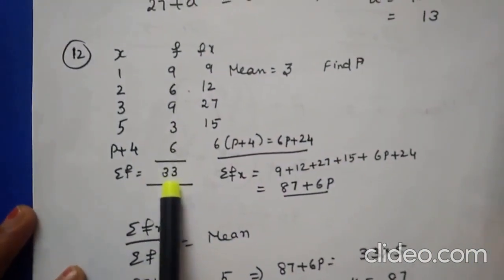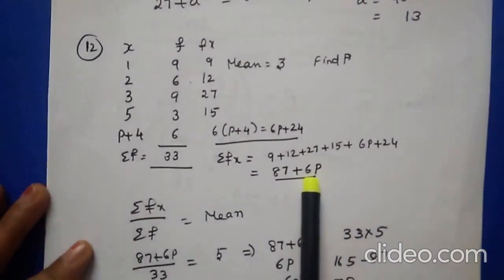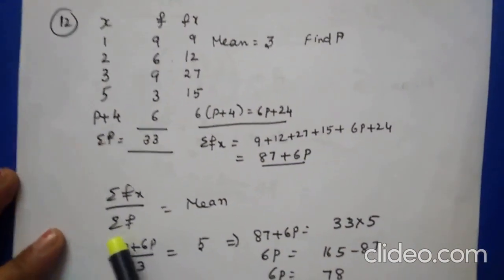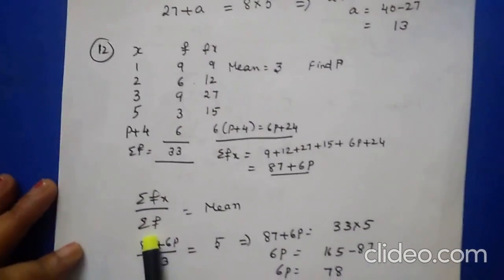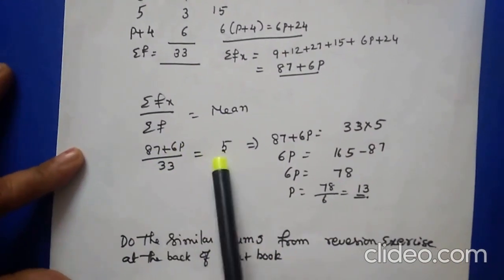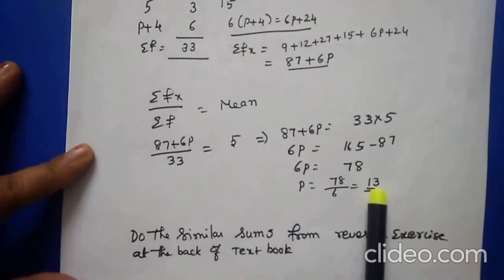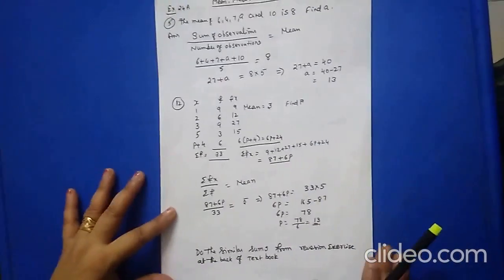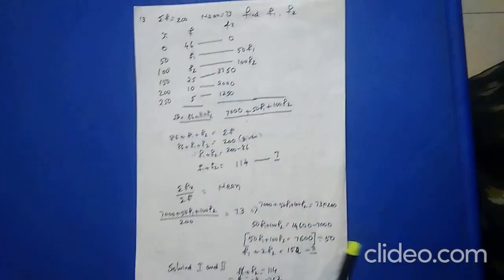Sigma f is equal to 33. Sigma fx is equal to 87 plus 6p. You know the formula for the mean, tabulated form: sigma fx divided by sigma f is equal to mean. 87 plus 6p by 33 equals 5. The mean is given. The value of p you are getting is 13. In this way you can do the other sums. Do similar questions from the revision exercise at the back of the textbook.